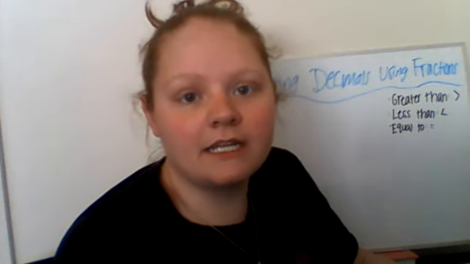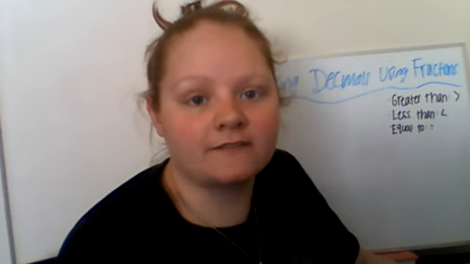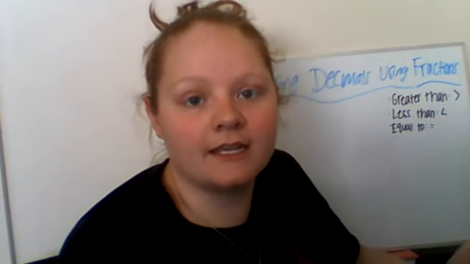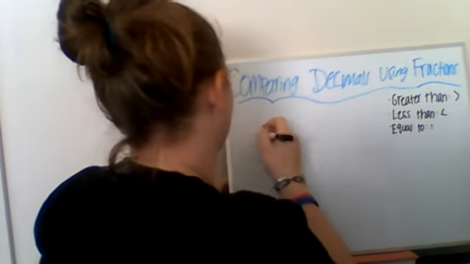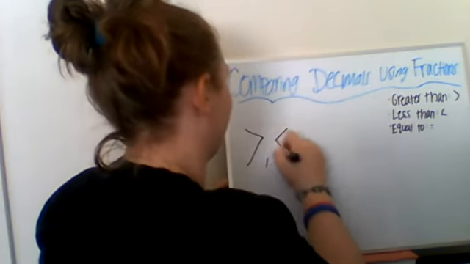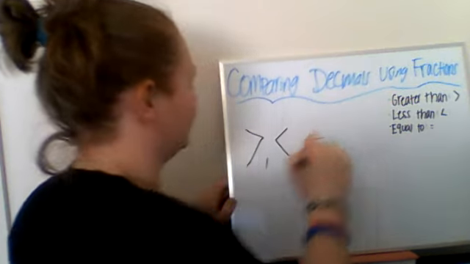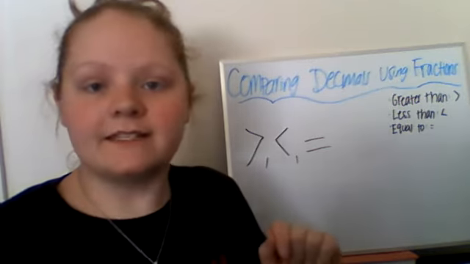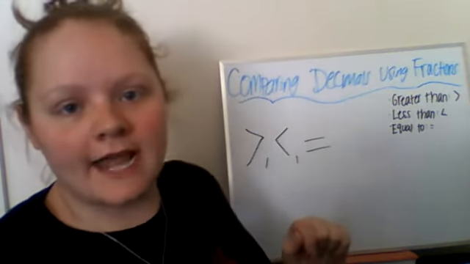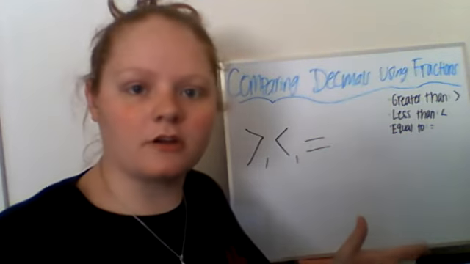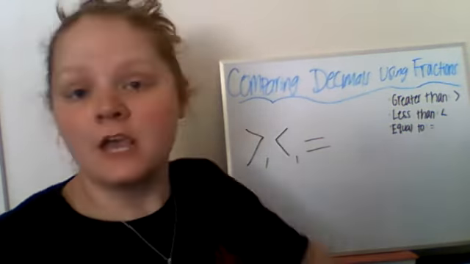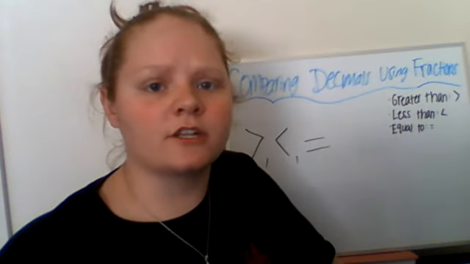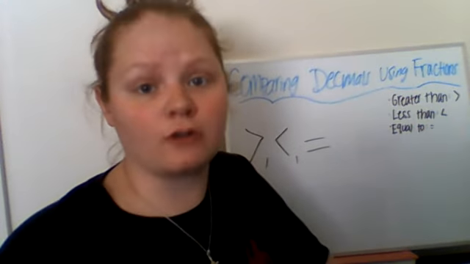So the three things that you need to know in this video are greater than, less than, and equal to. So I'm going to put my symbols up here. I have greater than, I have less than, and equal to. Obviously the easiest symbol that you're going to remember automatically is equal to. Greater than and less than are the two symbols that like to trick everyone.